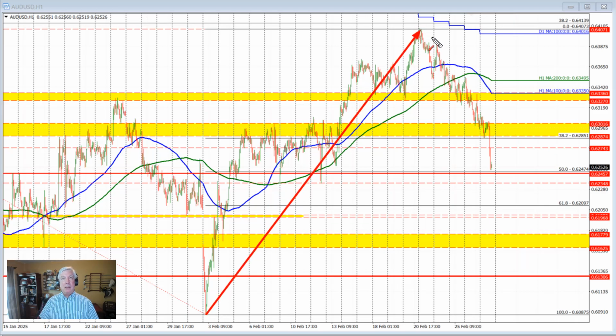38.2 came in at 0.6285, and that was the low price right here. After the initial bounce, it moved up to the high of this swing area here. We found willing sellers here and broke below that 38.2% retracement with momentum this time, and that has pushed the price all the way back down toward the 50% retracement. That's going to be the next key target on the downside for this pair. It comes in at 0.624774 level to be exact.